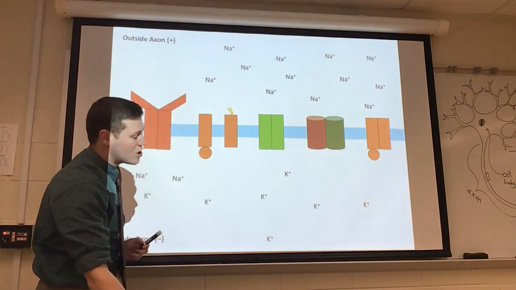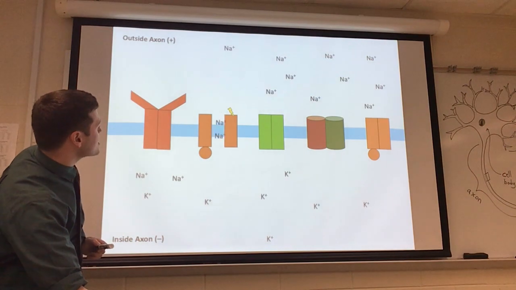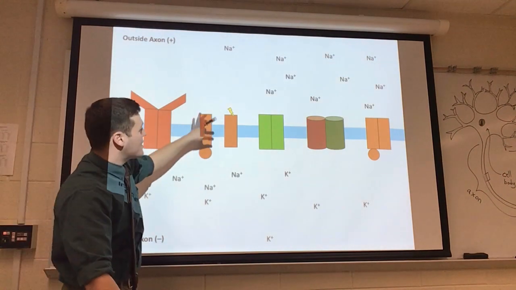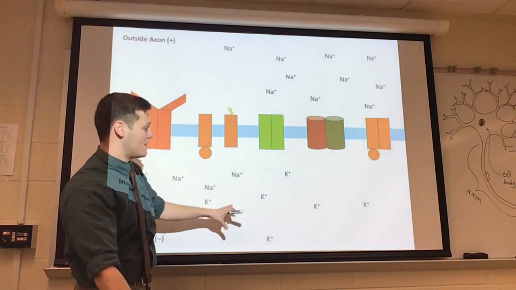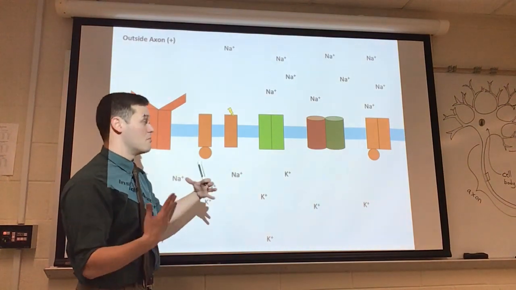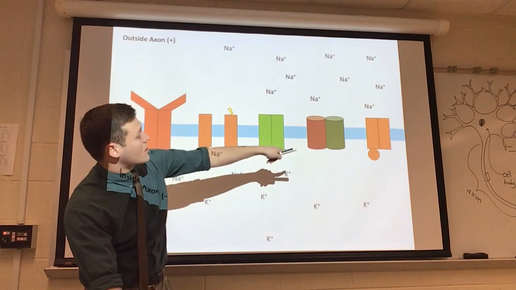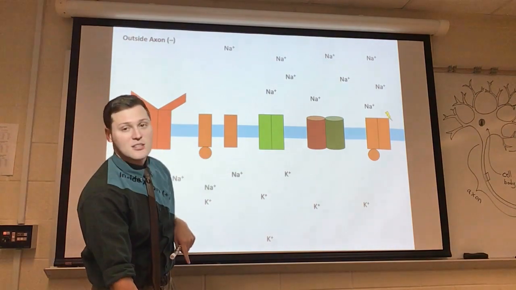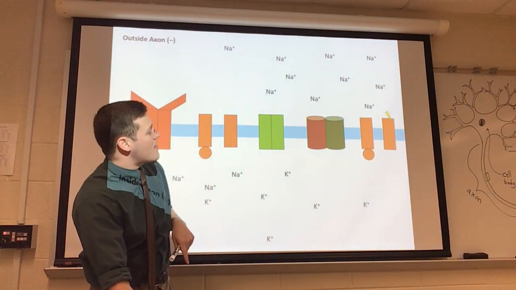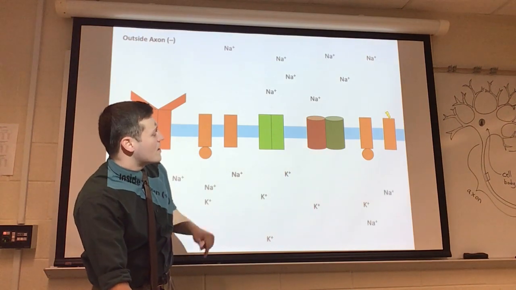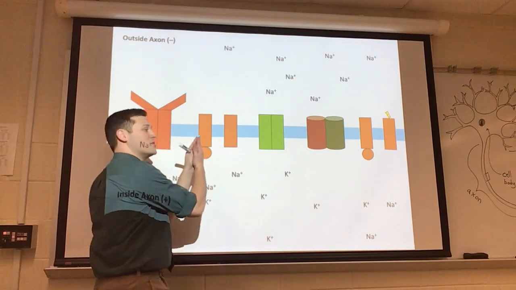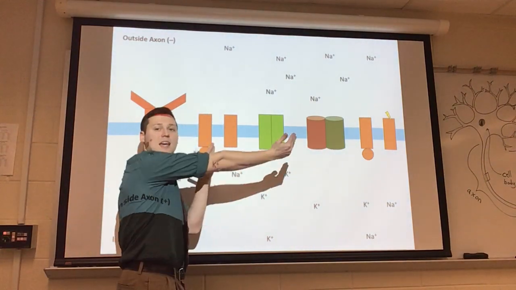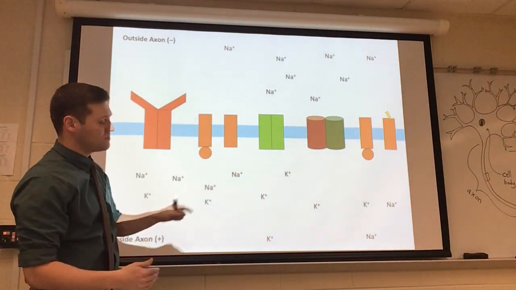Now the voltage-gated channel opens. It lets more sodium in. And when that lets more sodium in, that's going to change the voltage on the inside, or the net charge on the inside even more, which is going to trigger the next voltage-gated sodium channel to open. And that will bring in more sodium, and this will be a domino effect. So you can imagine that the signal is going to be passed down or propagated down the axon, down the neuron.